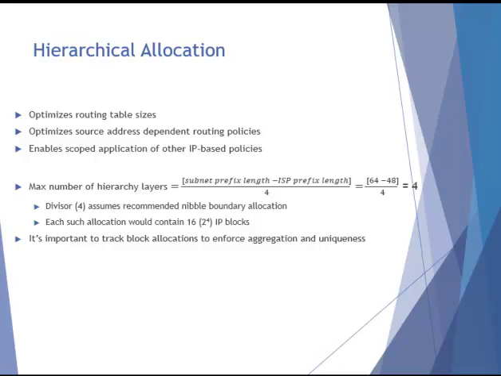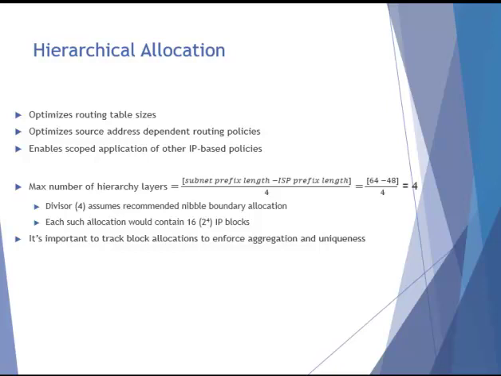So with hierarchical allocation, as we've seen, we can optimize our routing table sizes, keep them very trim. Likewise, with the source address dependent routing policies, whether it's for applications such as voice versus data or for other reasons, that can also be simplified through a proper address plan. It also enables the scoped application of other IP-based policies, like filtering ACLs, things of that nature.